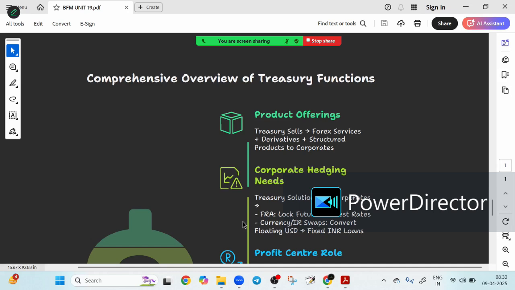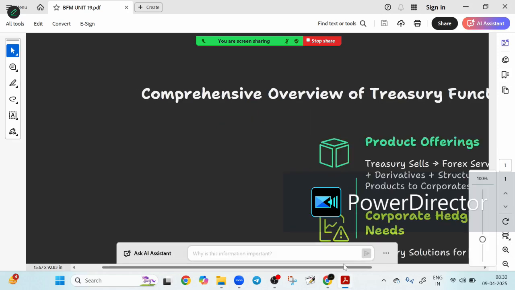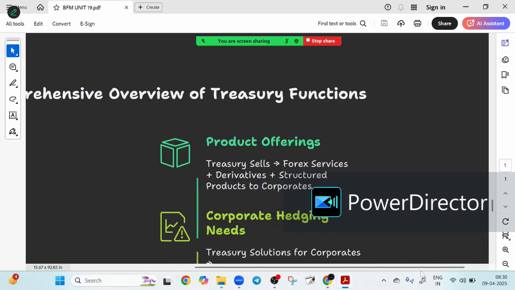Friends, let's lift the curtain on the real engine room of the bank, the treasury department. It's not just about managing money. It's about strategic control, pricing, risk management. So here is a complete overview of its multifaceted function. First of all, it's the product offering. Let me zoom a little bit. I hope it is clearly visible to you.